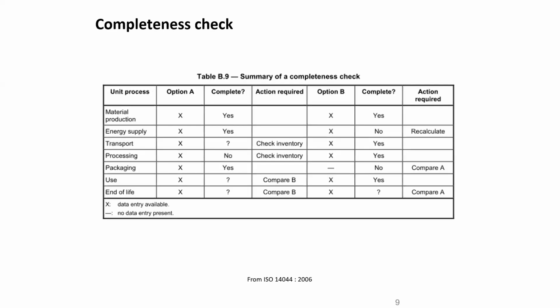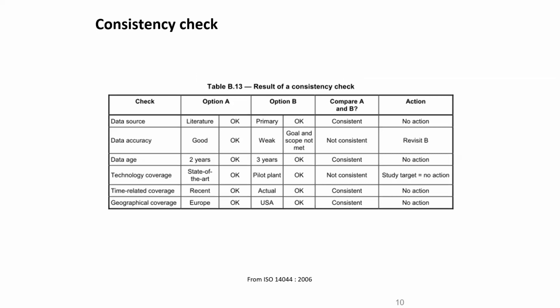in the data. For example, if you look at the summary of a completeness check, you have option A and option B, with material production, energy supply, transport, processing, packaging, use, and end of life. You look at whether all the data is available, whether it's complete, and what action is required for the inventory. Same for option B: whether you have the data, whether some are missing, whether you have to recalculate, and whether you have to compare with option A.